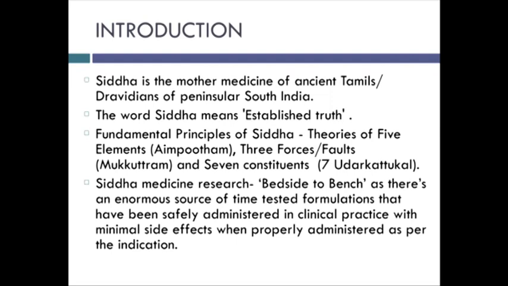Okay, now we see about the word Siddha. The word Siddha means established truth. Now, the fundamental principles of Siddha, which is the basic of Siddha, is made up of 5 elements, also known as Aimbudam, 3 forces, known as Mukutram, and 7 constituents known as Yelu Udar Kattukal, also known as Yel Udar Sadhukkal.